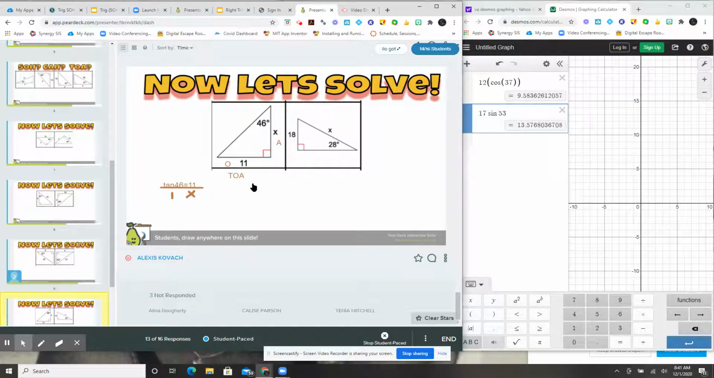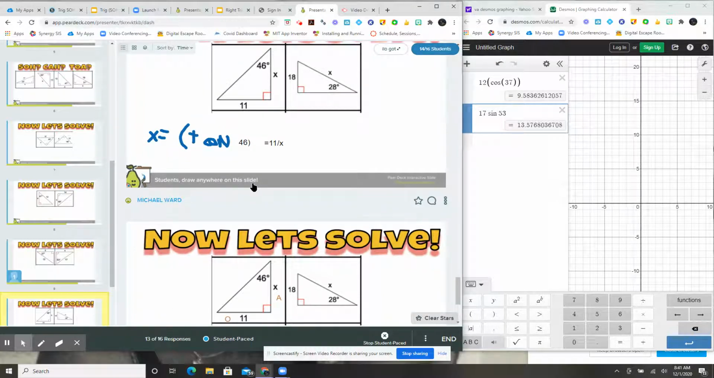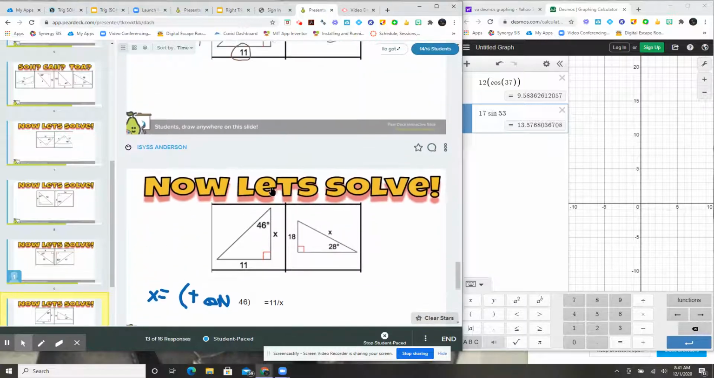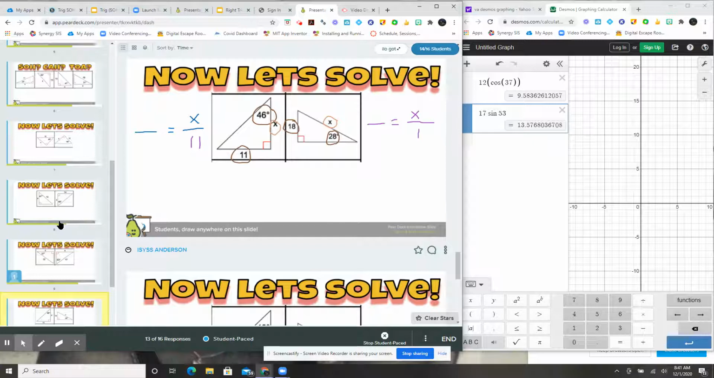Nice, Alexis. That's perfect. It's so hard to write fractions in Pear Deck. The city's trying to buy us a math equation editor thing that would be really cool. You can actually use your touchscreen on your phone and then send it to the computer. It's one of the functions. It'd be super cool.